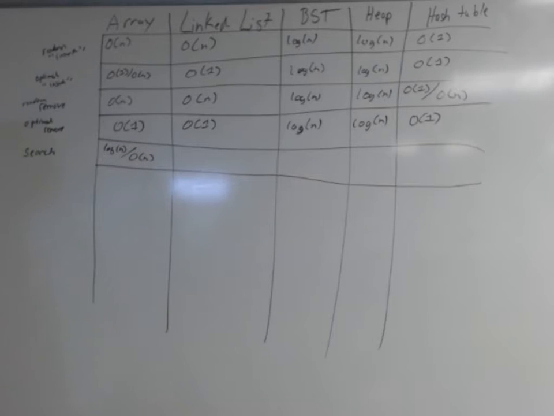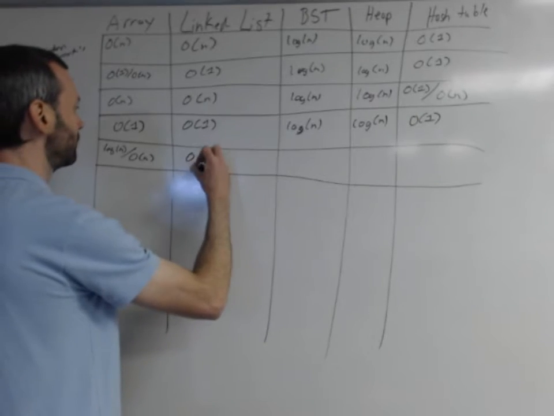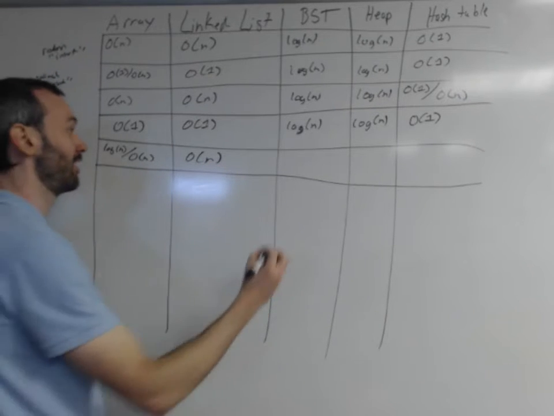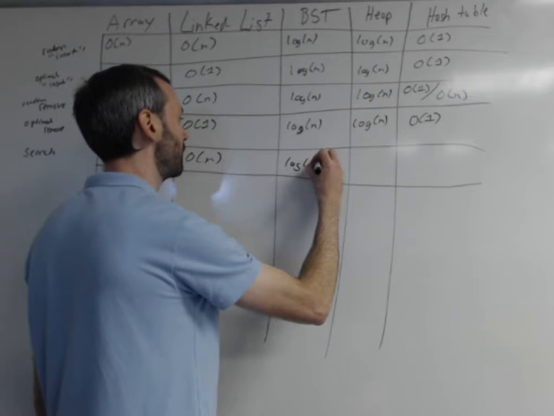All right, linked list. Trying to search it. O of N. It's always O of N. Yep. Binary search tree. Trying to search it. Log N.